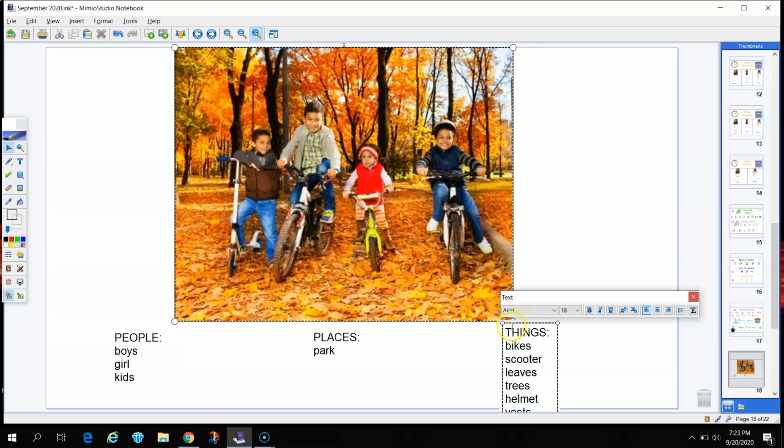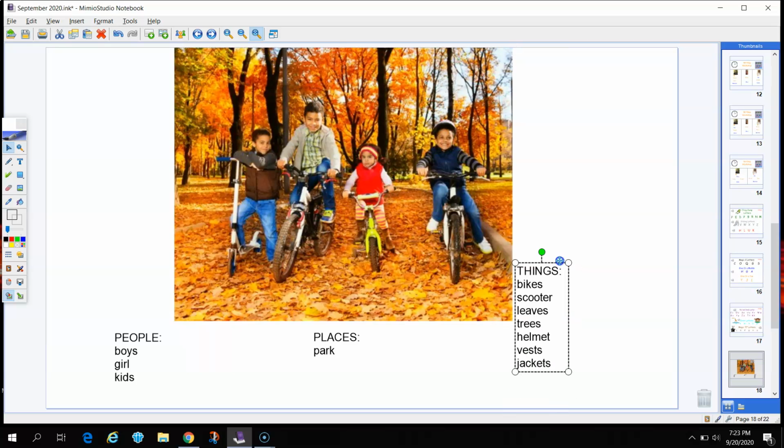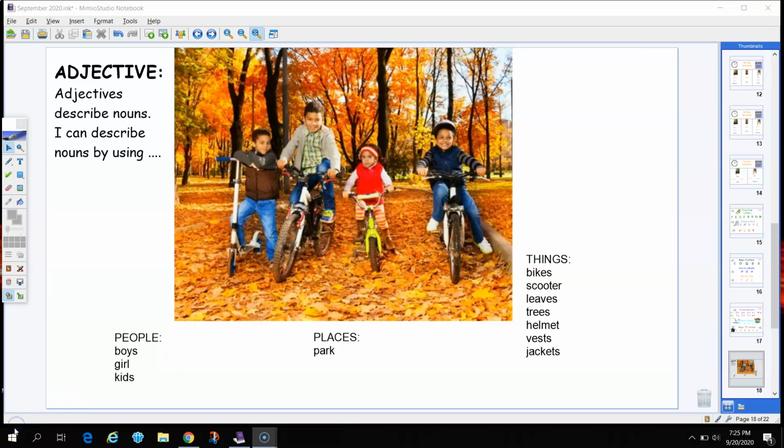Because we came up with a lot of different things, I'm going to move our things up here. All right. So we have lots of different things that we see in this picture. Now, this week, we just found all the nouns. We found the people, the places, and the things. This week, we're going to talk about another type of word, and this word is called an adjective. So we are going to be talking about adjectives. Can you say that word? Adjectives. Adjectives describe nouns.